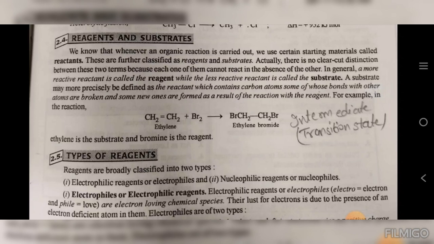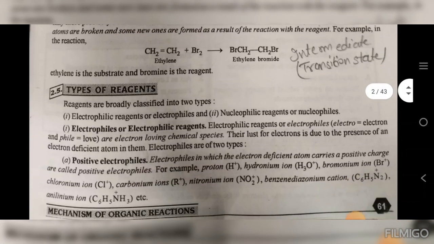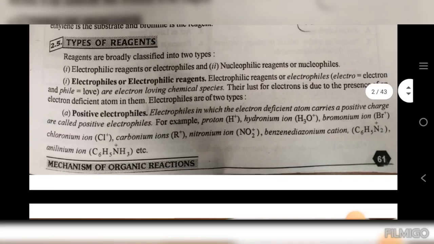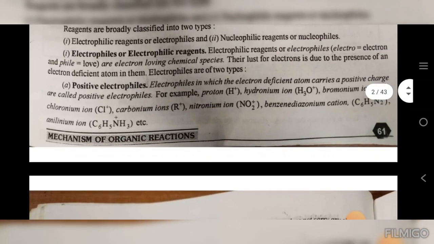For example, in the reaction of ethylene with bromine, ethylene is the substrate and bromine is the reagent. Types of reagents. Reagents are broadly classified into two types: electrophilic reagents or electrophiles, and nucleophilic reagents or nucleophiles. Electrophiles or electrophilic reagents.